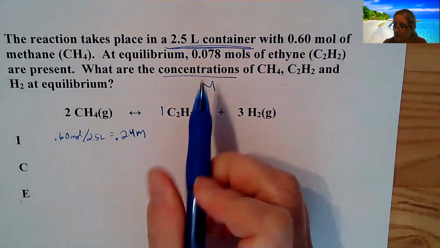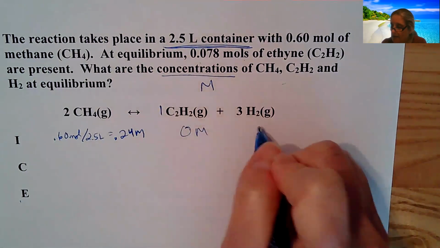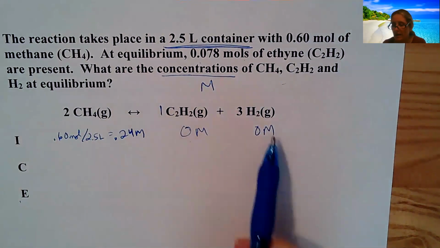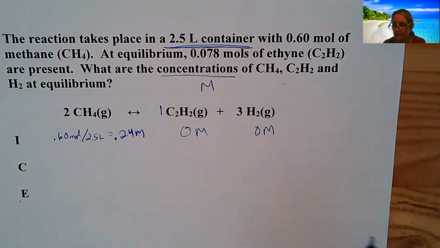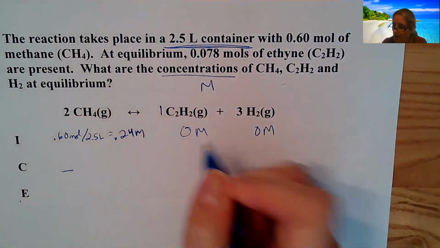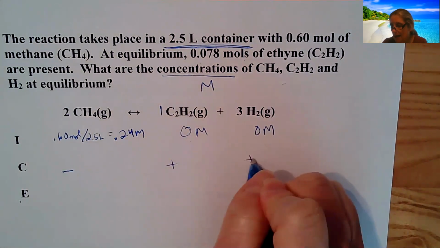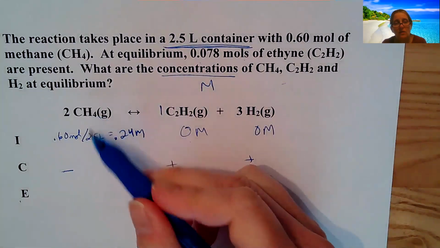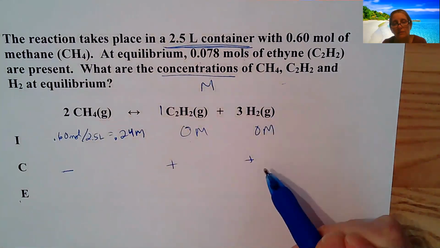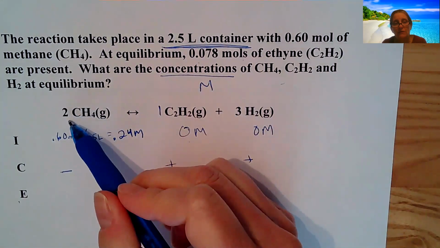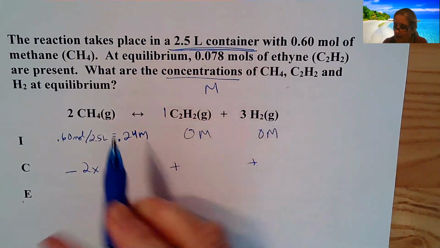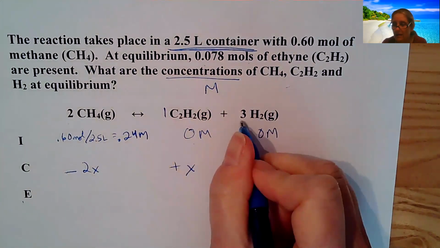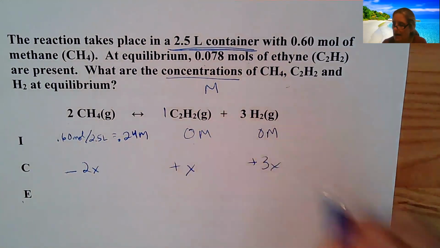Like the other ICE chart, these are both starting at 0 molarities. Whatever side you're starting from, the other side's going to be 0. Again, I have to subtract from the reactant side and add to my product side because I cannot subtract from 0. And these are always going to be an X value. Well, what number goes in front of this X? It's going to be 2X because it is balanced with 2 in front of it. This is going to be X, and this is going to be 3X.